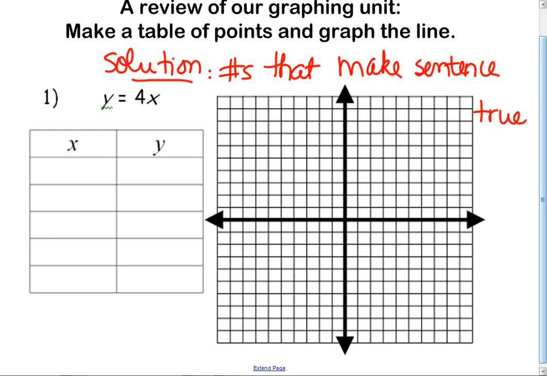Okay, guys, ready? What's the easiest value you can put in for x? 0. Then you just evaluate this. You put x equal to 0 in there, and I get 4 times 0. What's that? 0. What's the next easy number? 1. 1 times 4 is 4.